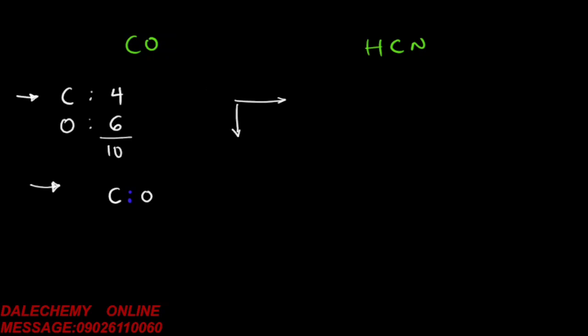So also, since they are in the same period, it means this one ends with 4 and this one ends with 6. So it means oxygen is further to the right than carbon, and electronegativity increases across the period. So the one that is further to the right will have higher electronegativity value. Which means that oxygen is more electronegative than carbon. So we're going to fill the electrons, we're going to give oxygen the electrons first before moving to carbon.